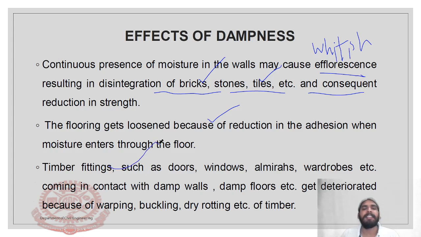The timber fittings such as doors, windows, almirahs, wardrobes coming in contact with the damp walls and damp floor get deteriorated because of warping, buckling, and dry rotting of timber. These are the defects of timber. Warping may occur, buckling may occur, dry rotting may occur in the timber due to the dampness.